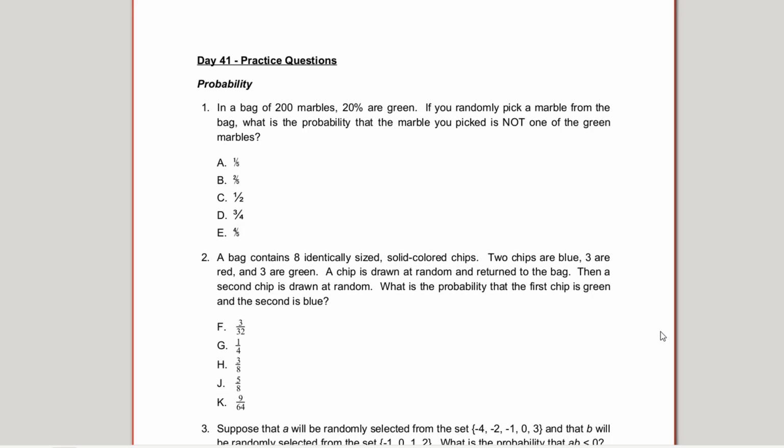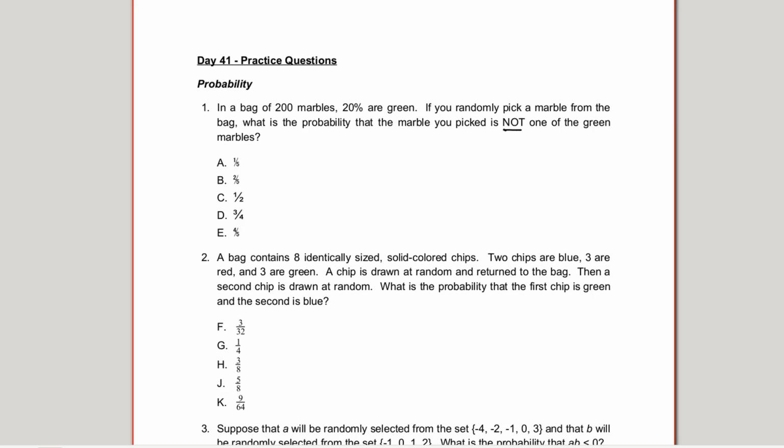In this video, we're going to go through a couple of probability questions similar to the ones you may see on the ACT. Let's take a look at question number 1. In a bag of 200 marbles, 20% are green. If you randomly pick a marble from the bag, what is the probability that the marble you pick is not one of the green marbles?